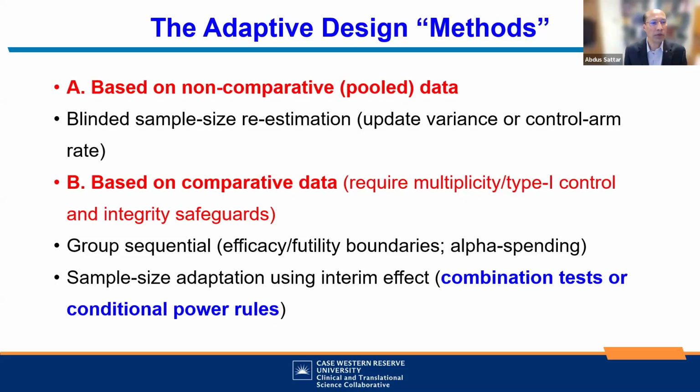And the other type is based on comparative data. These would lead to different types of adaptation: group sequential monitoring for efficacy or futility based on boundaries and alpha spending. I'll be talking more about boundaries and alpha spending a couple of slides down. And then sample size adaptation using interim effect, conditional power rules; those are also technical aspects of adaptive design. I'll also be presenting some aspects of the conditional power rules.